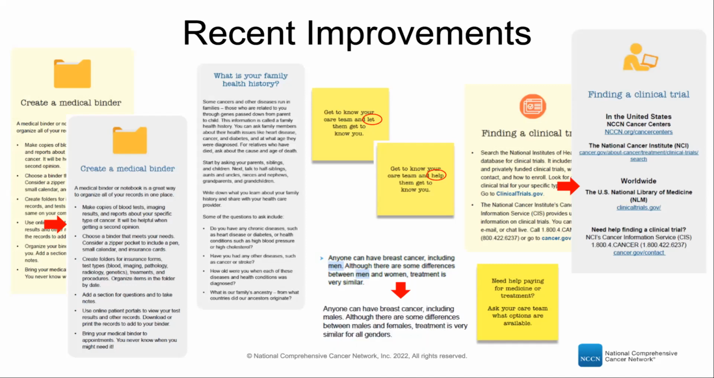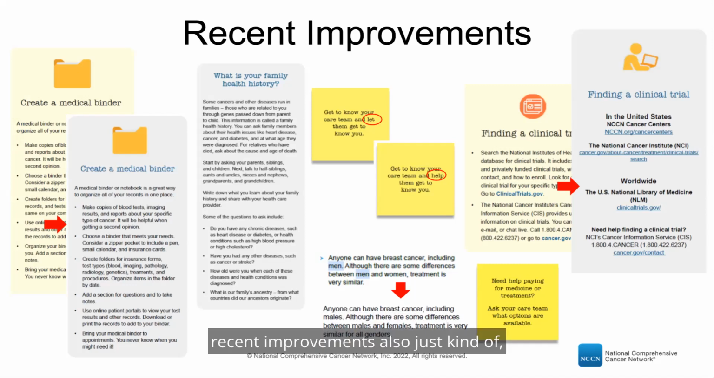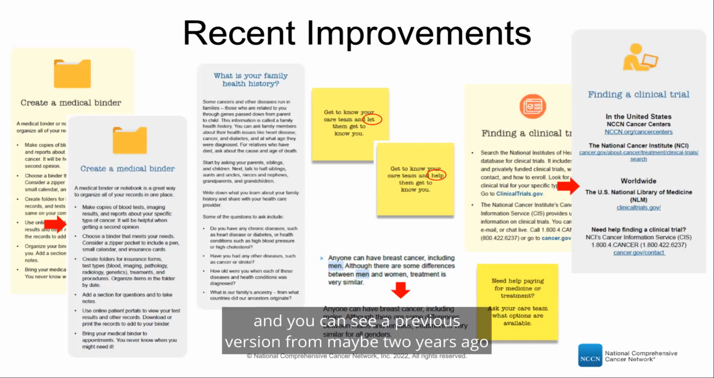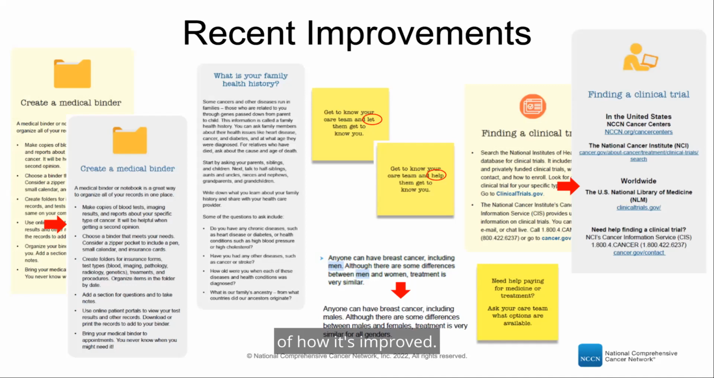So recent improvements also, you can see on the right hand side, about finding a clinical trial. We have, as I mentioned, a standardized look, and you can see a previous version from maybe 2 years ago of how it's improved. And the same with sidebars.